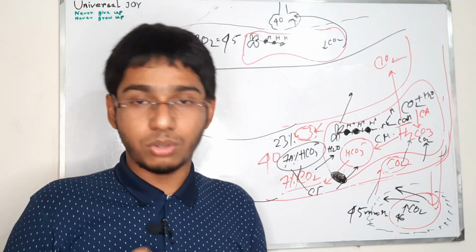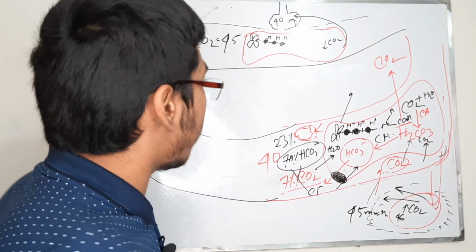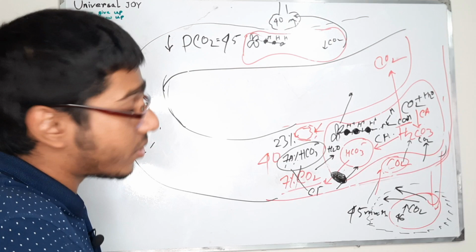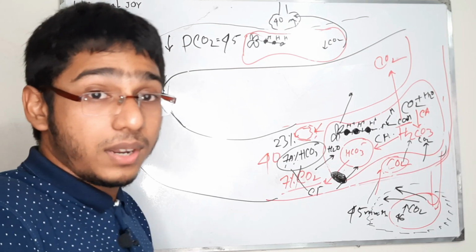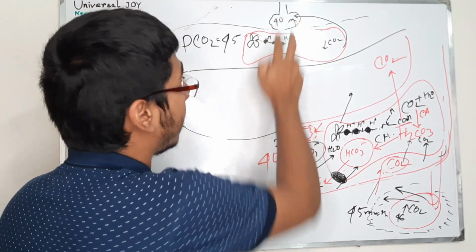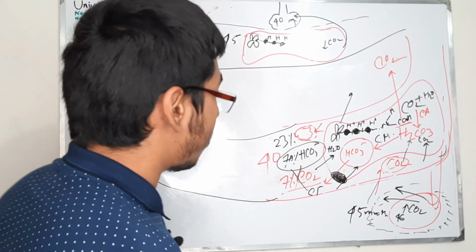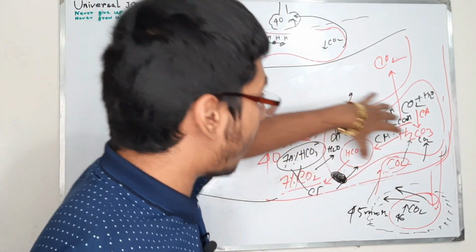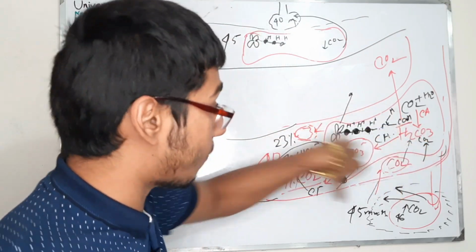Okay, now what do we need to do? What should we do in order to maintain this flow of carbon dioxide, so that the carbon dioxide can be diffused from the RBC to the lung alveoli constantly? Now, to do this, all the mechanisms that went on in the peripheral tissue should now be reversed.